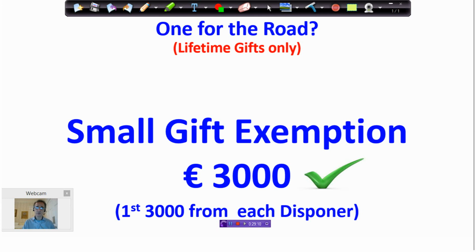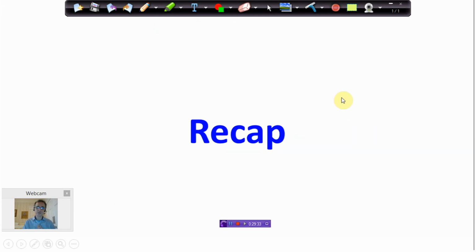Okay, so one for the road, just this small gift exemption, and that's very simply an amount of €3,000 from each disponer that can be deducted. So again, there's a simple deduction from items that you will see within the question that reduce our value that is taxable. Okay, so in terms of a summary here on CAT.